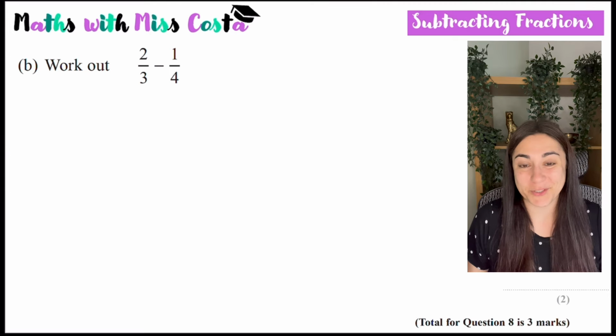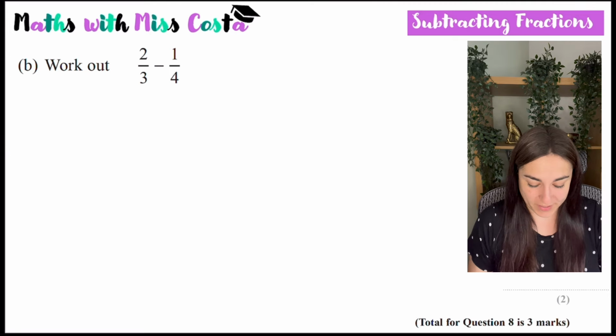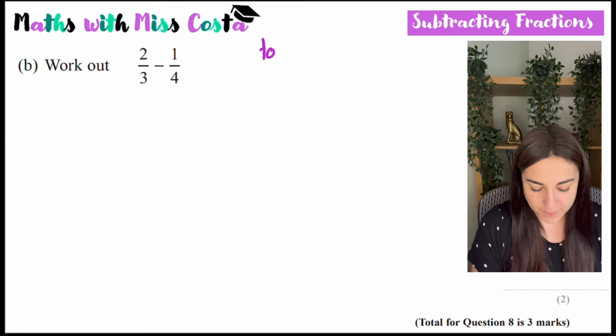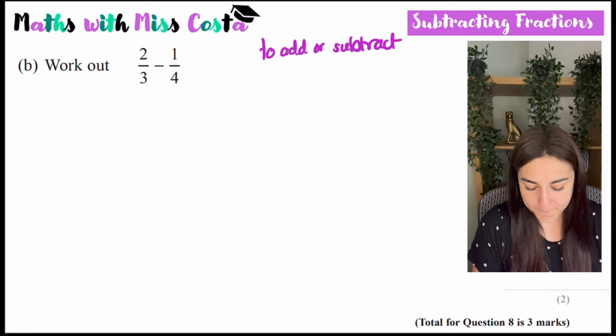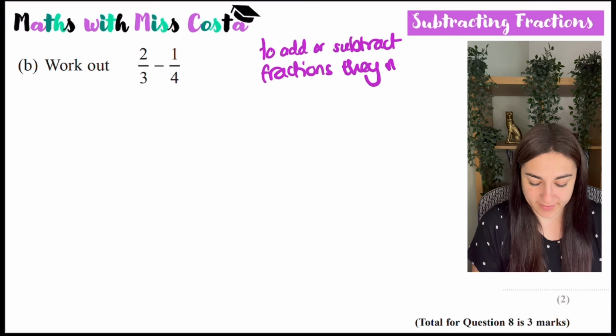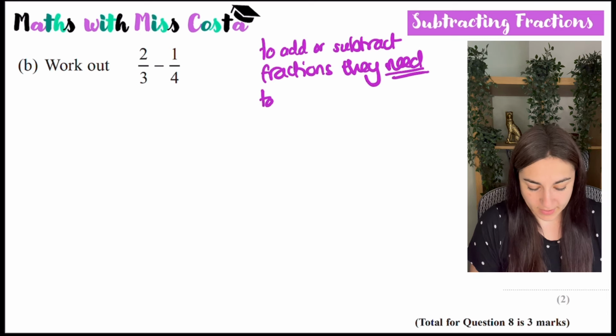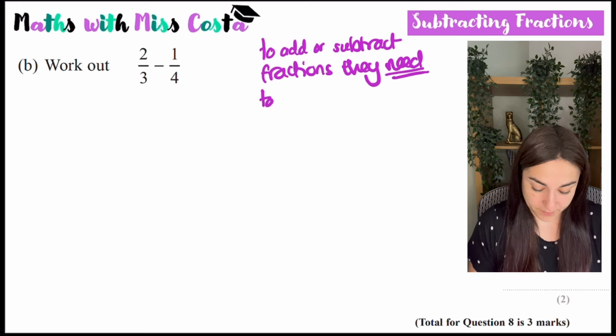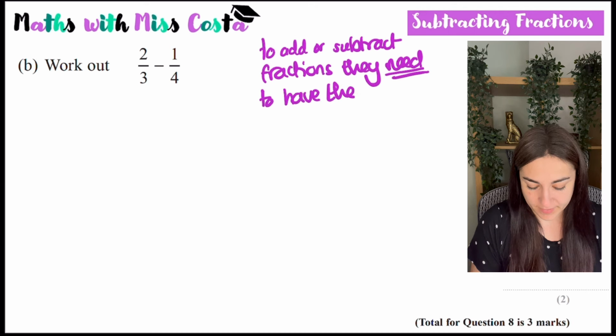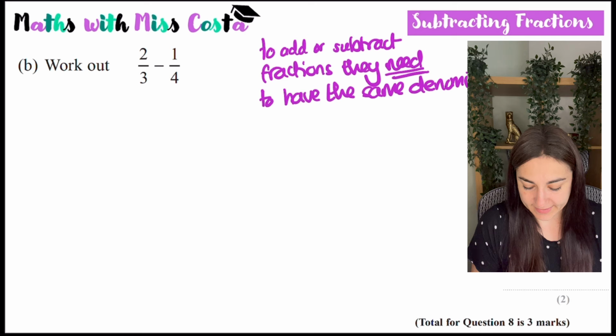Then we've got subtracting fractions, which is a little bit harder. So in order to add or subtract fractions, they need to have the same denominator. And this is a really key important point. So they need to have the same denominator. So how do we get the same denominator?